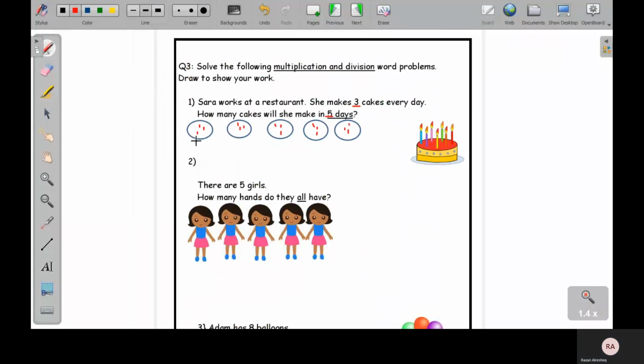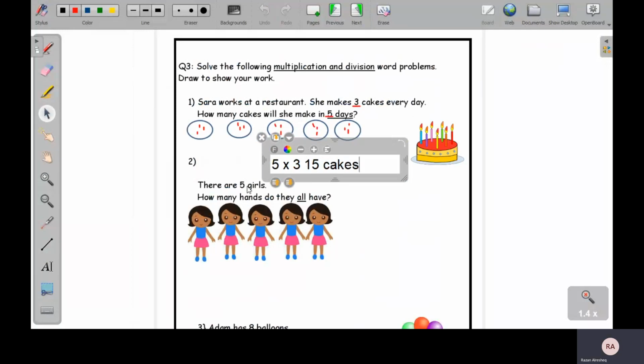Now here, because we have the number of groups and she made 3 in each one, we know that we're going to be using multiplication here because we want to add them together, multiply them together, and see how many cakes she made. So I take my number of groups and I multiply it by the number of cakes she made. Okay. And this is going to give me 15 cakes. Let's not forget the unit. Here we have 15 cakes.